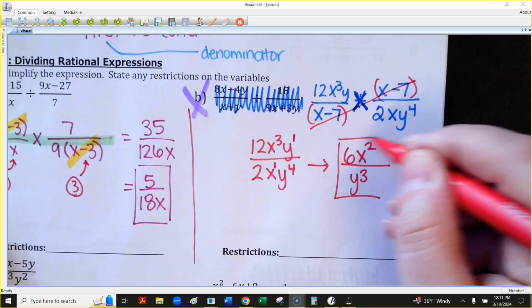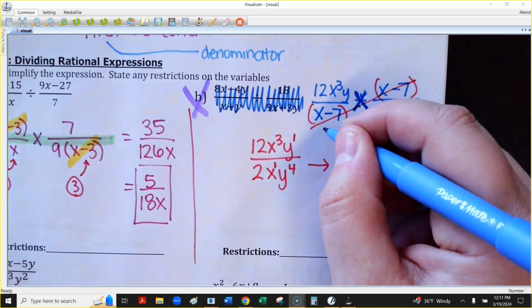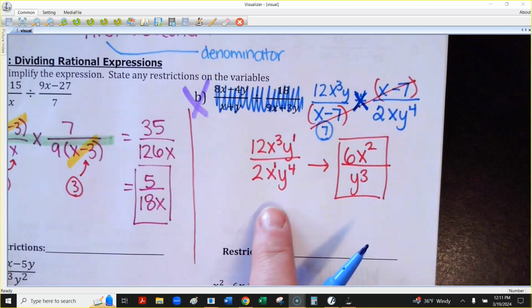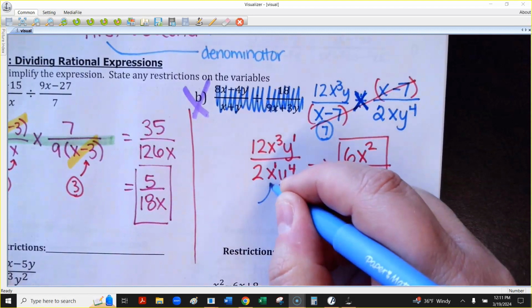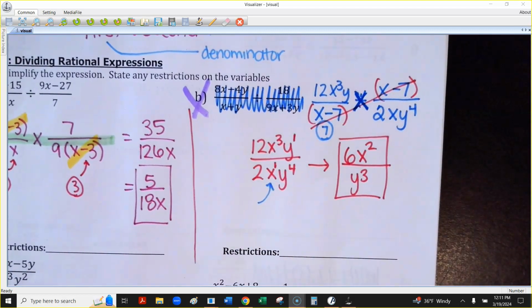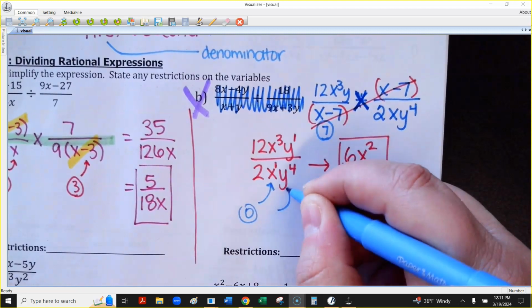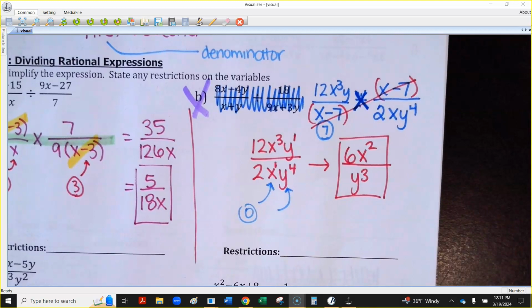Okay, now what I want to work out here with you really is the restrictions on this. So I did cross out that x minus 7. So 7 is a problem, positive 7. Now, a bunch of stuff canceled out, but I want you to look at the denominator here. What number, if I plugged it in for x, would cause me a problem? 0. What about y? What number would cause me a problem? Also 0.